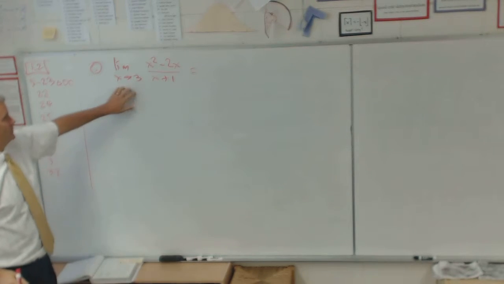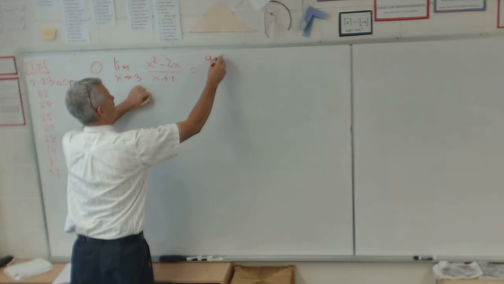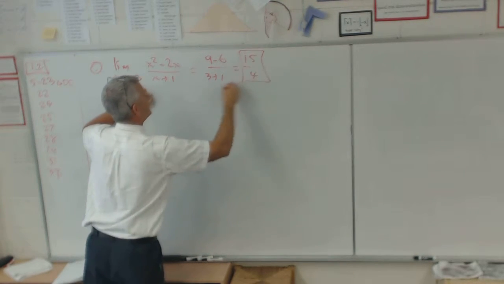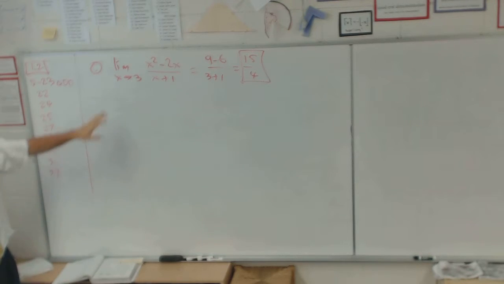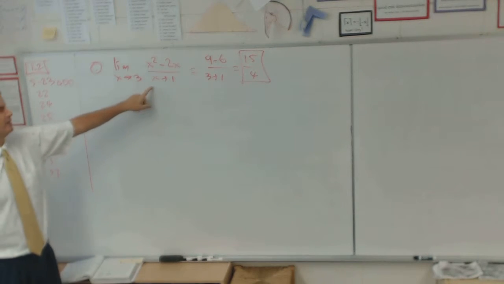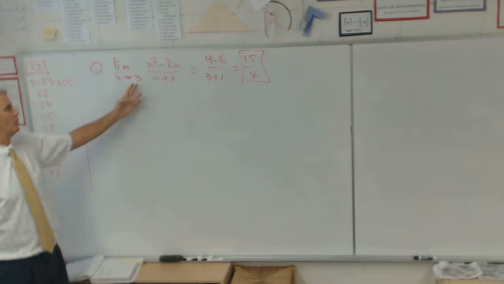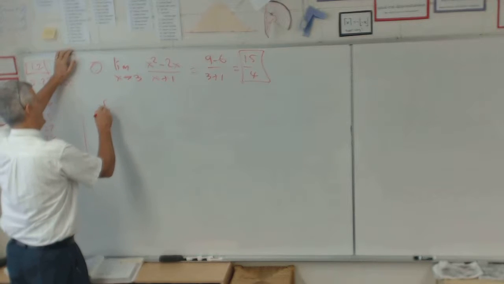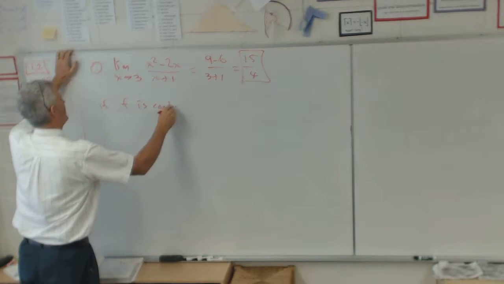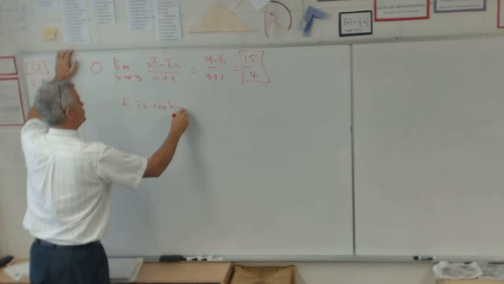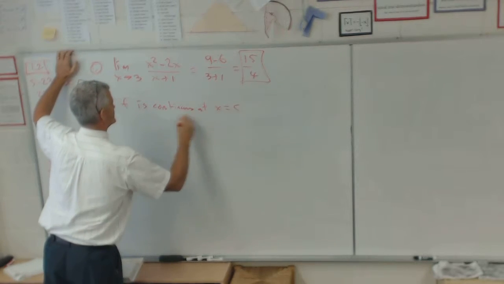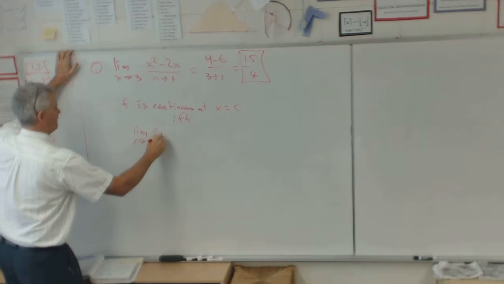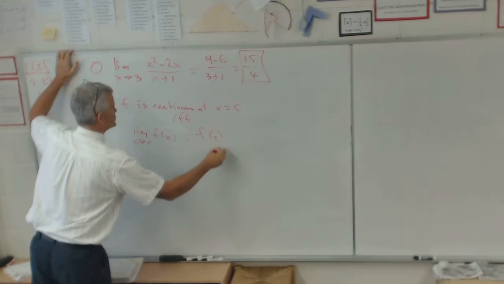we're coming from? So in this case, we plug in 3, and we get 9 minus 6 over 3 plus 1, 15 over 4, done. That's the limit. The function was continuous in every value except for -1. So of course at 3, the limit equals what was there. Remember, f is continuous at x equals c if and only if what you aim for is what you get.